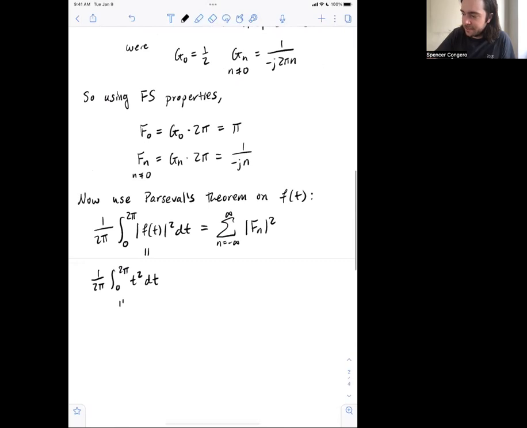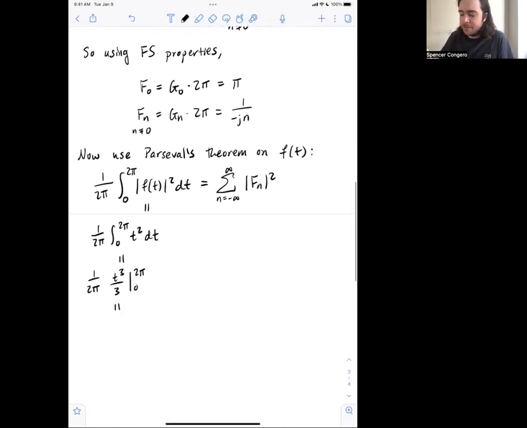And now we can do this integral just fine. It's 1 over 2 pi times t cubed over 3 from 0 to 2 pi. And what is that? Well, when I plug in 2 pi, I get 2 pi cubed on the top, but one of those cancels. So 2 pi squared, which is 4 pi squared, divided by 3. And when I plug in 0, obviously I just get 0. Okay, so that's the left side.